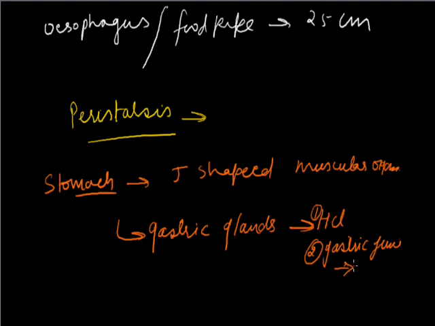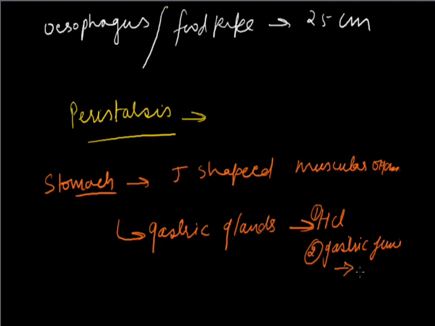Now the role of HCl in the stomach: it has three functions, we can say. It makes the food acidic for proper functioning of pepsin. Pepsin is also activated by HCl. It also stops the action of salivary amylase and it kills the germs and bacteria so as to disinfect the food.